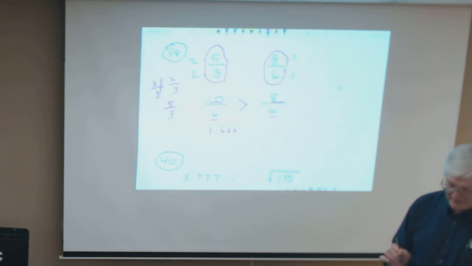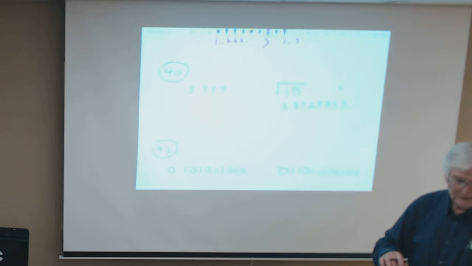And again, if you took 5 and divided by 3, what did you get? 1.666, right? And if you took 8 and divided by 6, what do you get? 1.3. Tell me what you got. I don't need to. I've gone far enough to know that this number is greater than that one. You follow me? Okay. Questions?